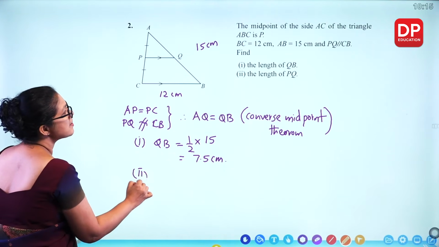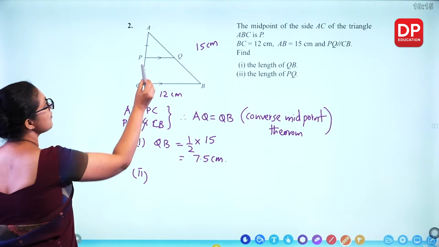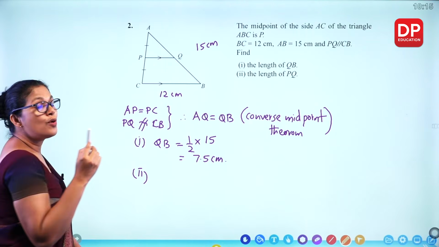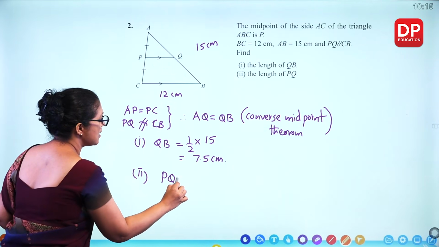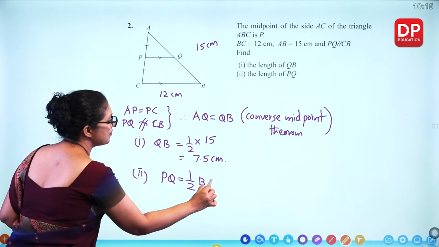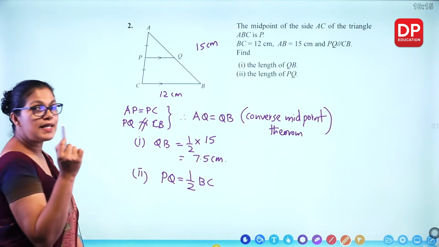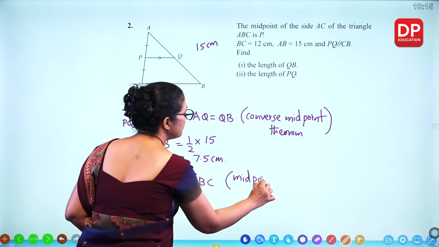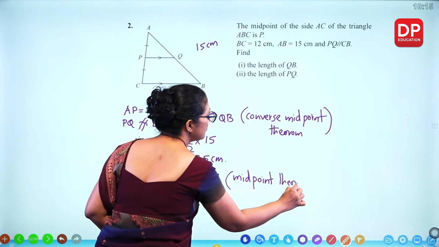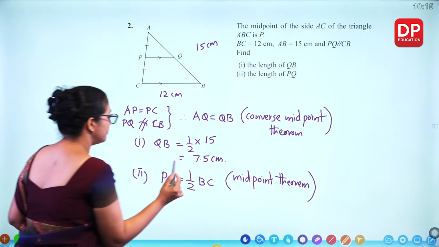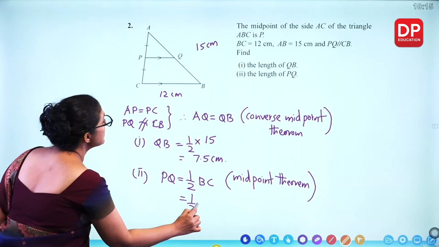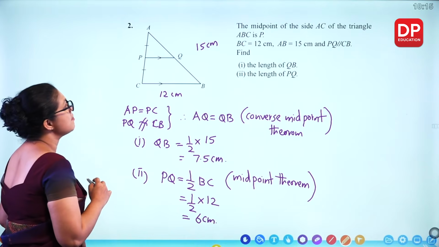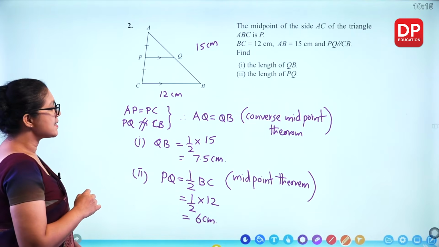Then the next one, they ask the length of PQ. Now we know this is also a midpoint. So we know PQ is half of BC according to the midpoint theorem. BC is 12. Half of 12 is 6 centimeters. So PQ is 6 centimeters.